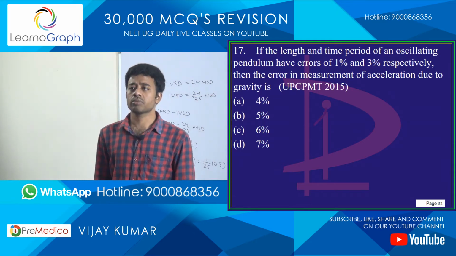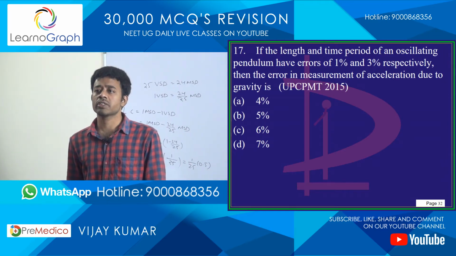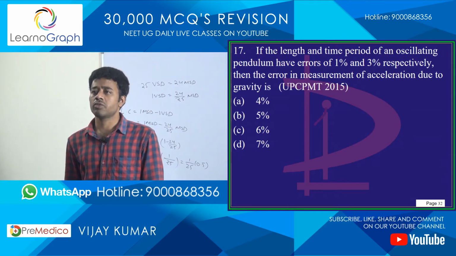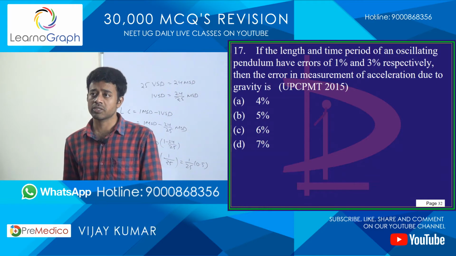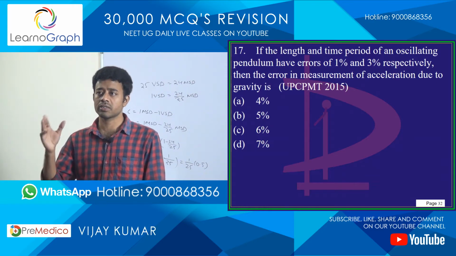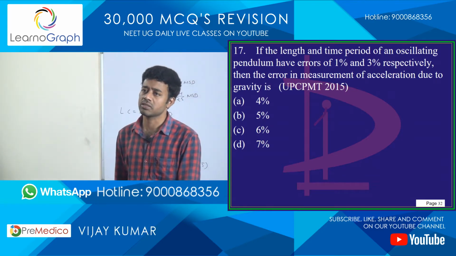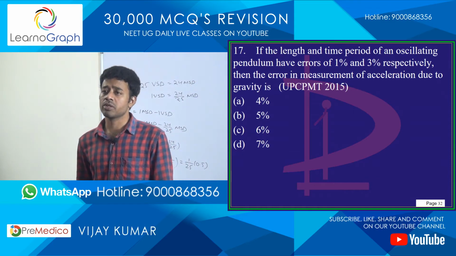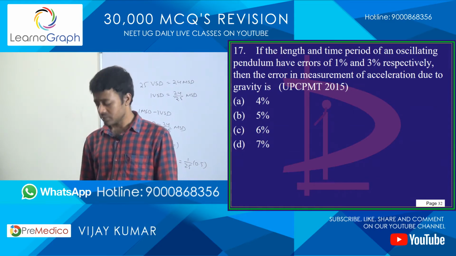So here next is a problem. If the length and time period of an oscillating pendulum have errors of 1% and 3% respectively, that means the error in the length is 1%, the error in the time period is 3%, and we need the error in the measurement of acceleration due to gravity.